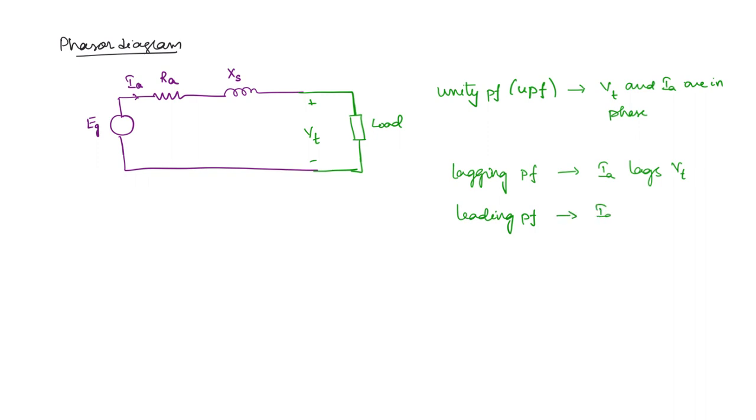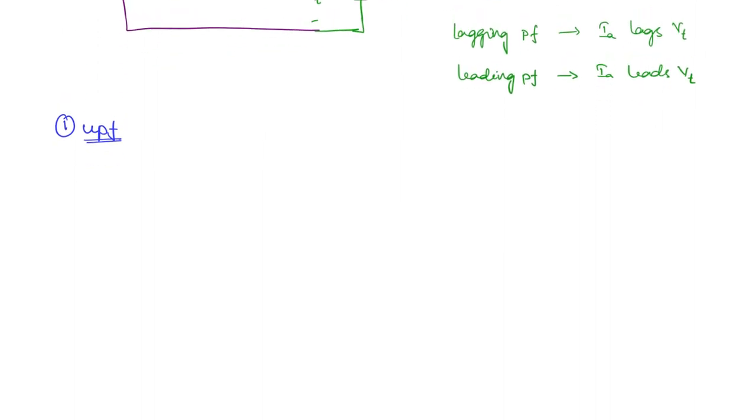When the current leads the voltage. So it is the relationship of the current with respect to voltage. Okay. So first, if you take unity power factor loads, in that case what will be the phasor diagram?